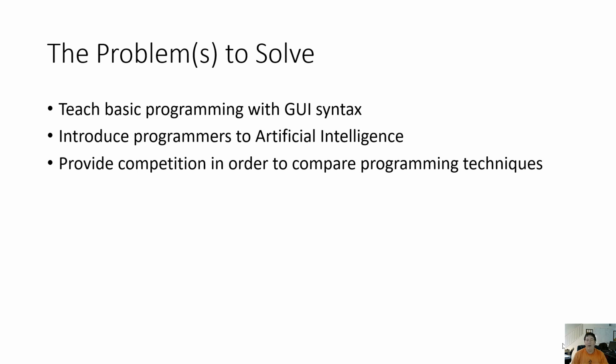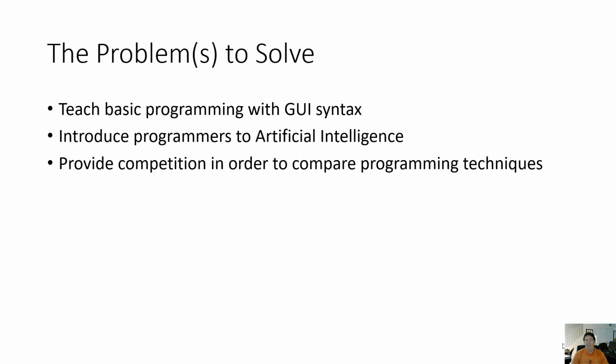The second problem to solve is to introduce people, or programmers, to artificial intelligence. This will include neural networks, linear regressions, things like that. It won't attempt to introduce advanced AI techniques, but basically set the stage and introduce the basics.